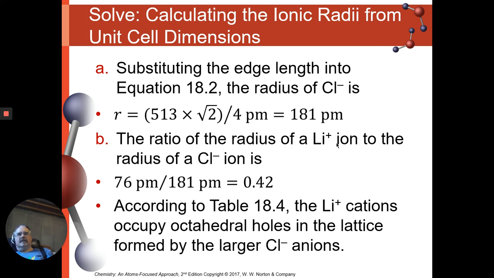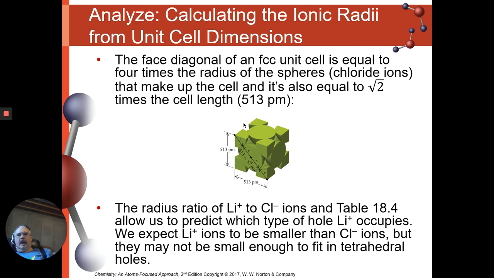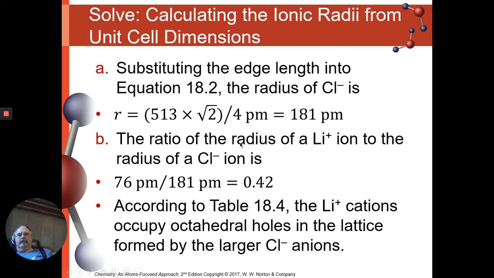Okay, and then so the radius is 181 picometers. Okay, the ratio of the radius of a lithium ion to the radius of a chloride ion is 0.42. Okay, so why did we divide this by 4? Okay, this is the radius of the cell, but then we're just looking at the radius of the lithium. I'm sorry, the radius of the chloride.